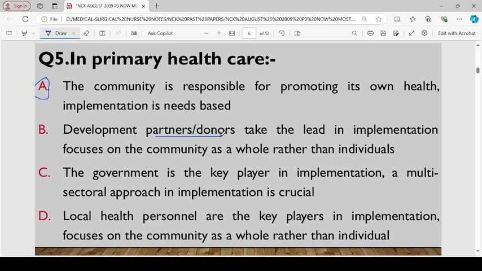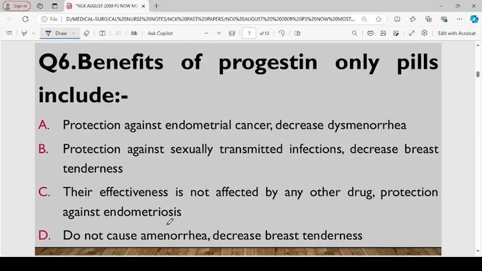We avoid things to do with donors. It has to be community oriented, right? The government is not the major player, it's the community that's the major player. Look, the community is the main player here, so that's why option A is the most appropriate one.